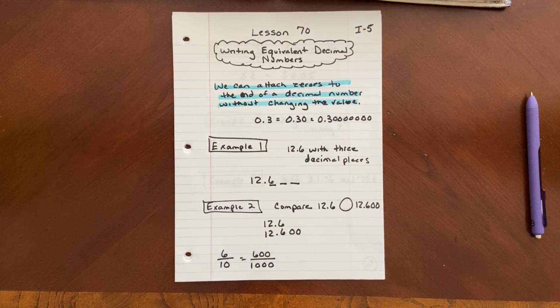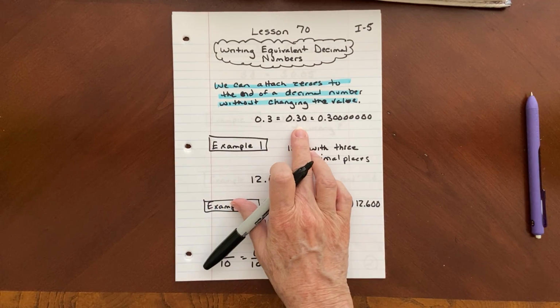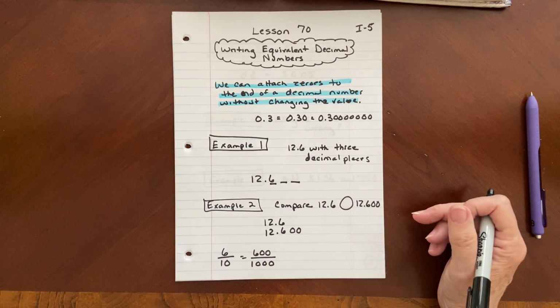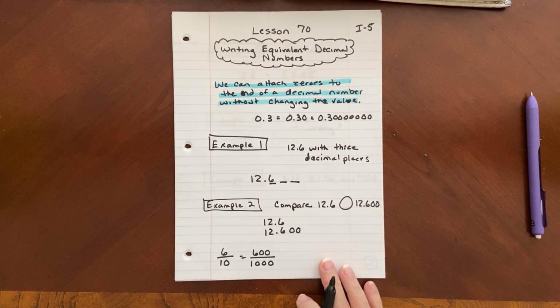Probably this is less than 70, writing equivalent decimal numbers. So this is pretty easy. You have to know that you can attach zeros to the end of a decimal number and it doesn't change the value of that number. So 3/10 is the same thing as 30/100 is the same thing as whatever that is. You can just add zeros till the cows come home and it doesn't change the value of it.